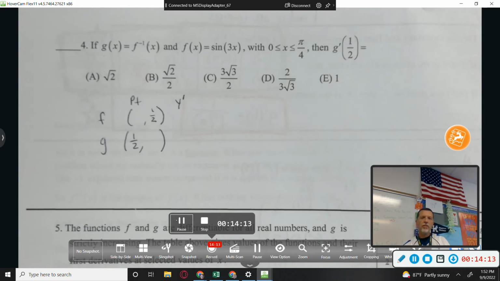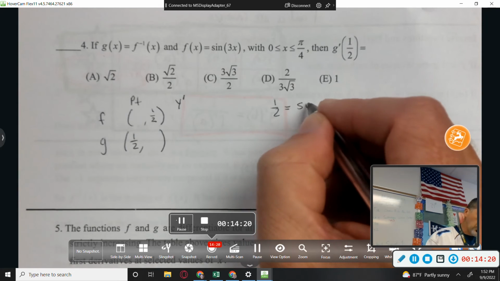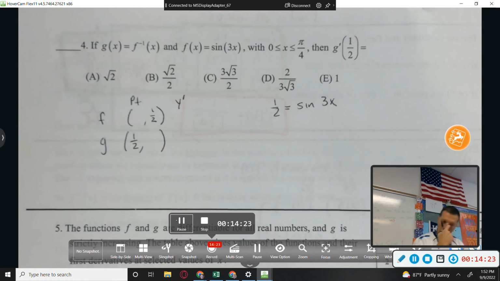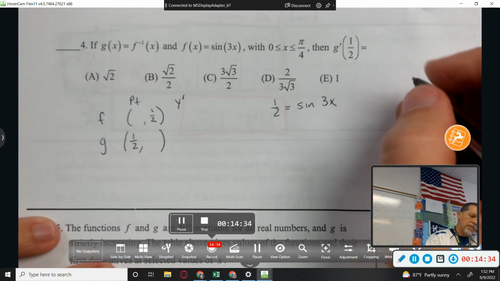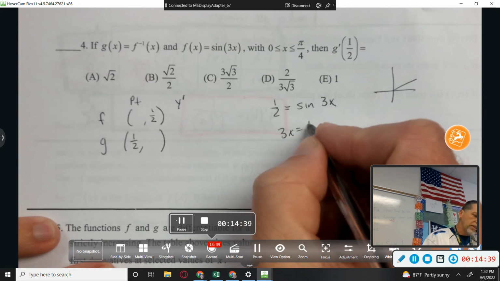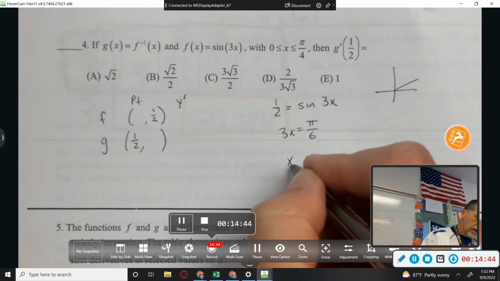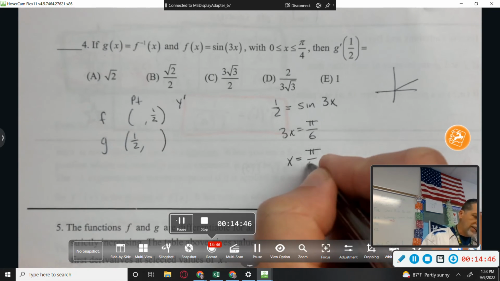Okay, so y value for F. I don't have a table to look at. Plug it in. Make sure you plug it in for the y value. Let's see. So sine of 3x equals 1/2. Well, where does the sine equal 1/2? Pi over 6. So that means 3x needs to be pi over 6, which means x needs to be pi over 18.